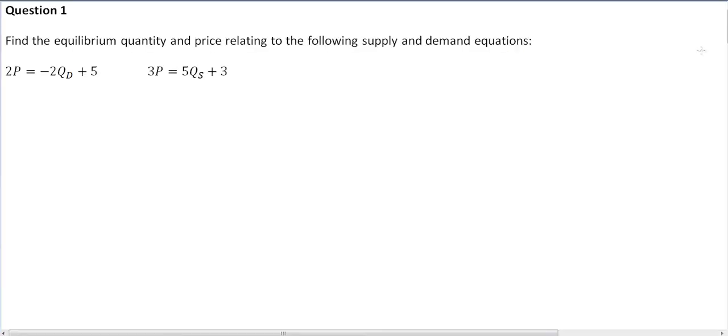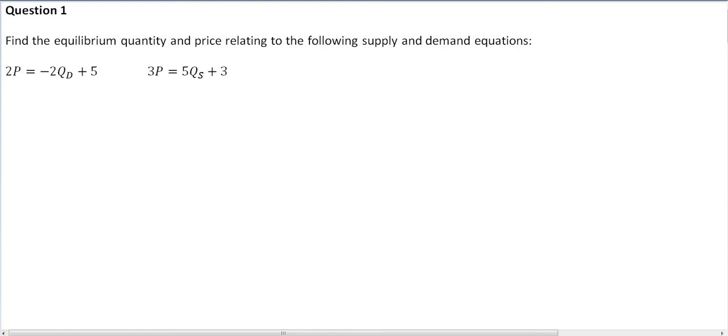Hello, in this video we're going to look through a few questions that cover supply and demand equations, equilibrium values and elasticity. So let's just look at the first question here. We have: find the equilibrium quantity and price relating to the following supply and demand equations, those two equations there.